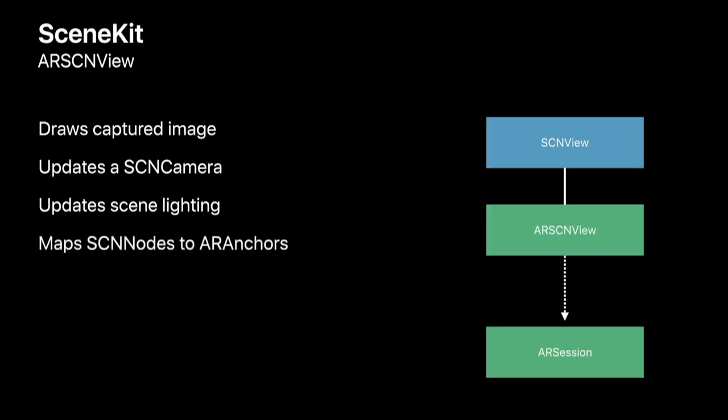And one thing that ARSCNView does is map SCNNodes to ARAnchors. So you don't actually need to interface with ARAnchors directly, but can continue to use SCNNodes. This means whenever a new ARAnchor is being added to the session, ARSCNView will create a node for you. And every time we update the ARAnchor, like its transform, we update the node's transform automatically. And this is handled through the ARSCNViewDelegate.